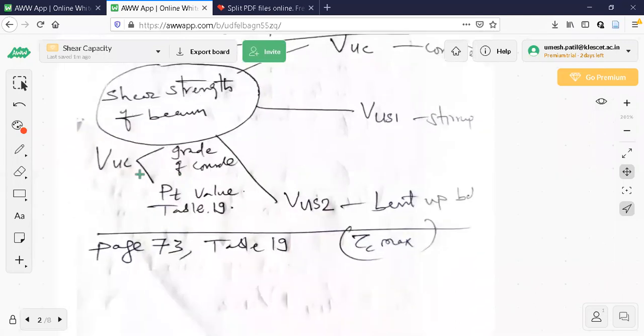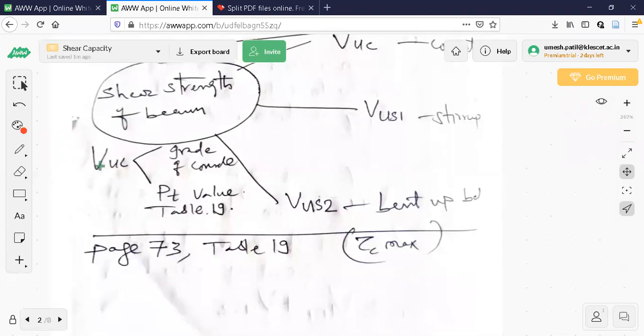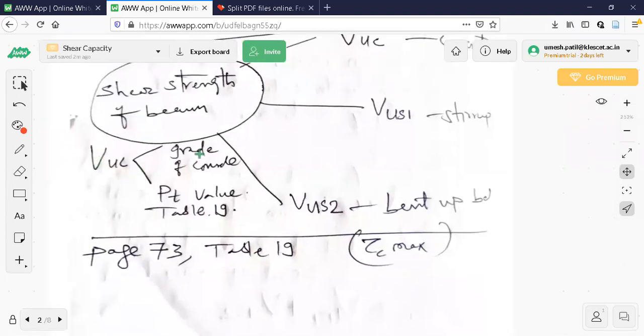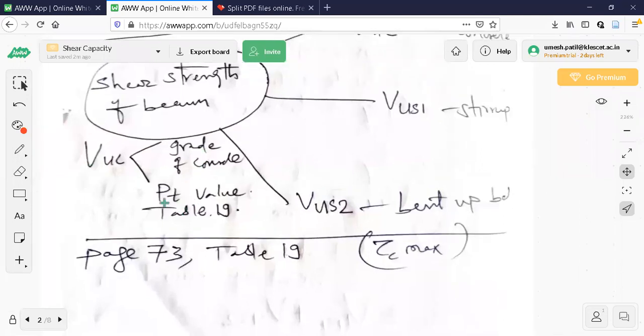Now how to find VUC? First one. In order to find VUC, you have to go back to that page of the code book. VUC depends on grade of concrete and PT value. You should find out the PT value. That is why 2-3 days back I told you to find out the PT value for all these beams, which is AST by BD into 100. PT is a very simple calculation. It is AST divided by BD into 100.